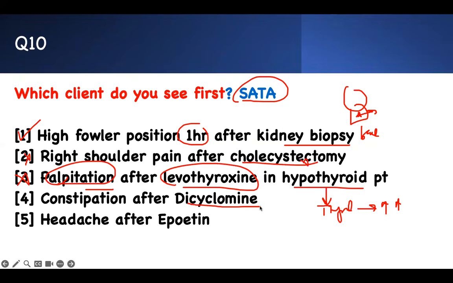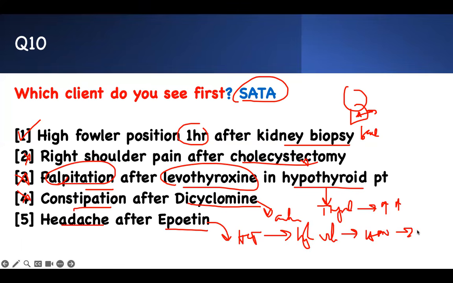Constipation after dicyclomine. This is an anticholinergic. You're going to have constipation. Headache after hypotension. Hypotension is going to increase your hematocrit, right? When hematocrit becomes really high, you're going to have what? High volume. Your blood volume goes up and you become hypertensive and you stroke because it's too viscous. Therefore, headache is dangerous. Headache is an early sign that you get into trouble with hypotension. So 1 and 4 are those that you need to pick.